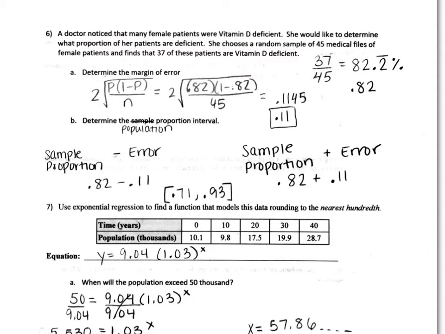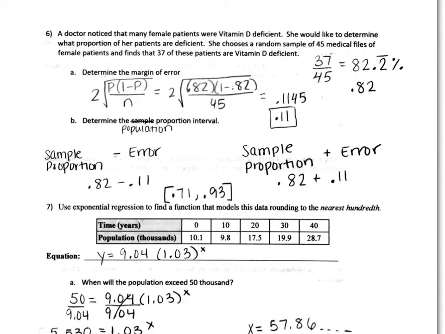Well, the margin of error, anytime you're given a proportion, is 2 radical p(1 minus p) over n. Now, you might be saying, well, I wasn't given a percentage or a proportion, but you can find it. You were given that 37 out of 45 female patients are vitamin D deficient. This is about 82.2%, or approximately 0.82. So that is what my p is going to be. My n is the 45, the total number of people. So all I did was put this into the calculator, and I got 0.11. So that margin of error tells me how far off this sample is from the actual population proportion.